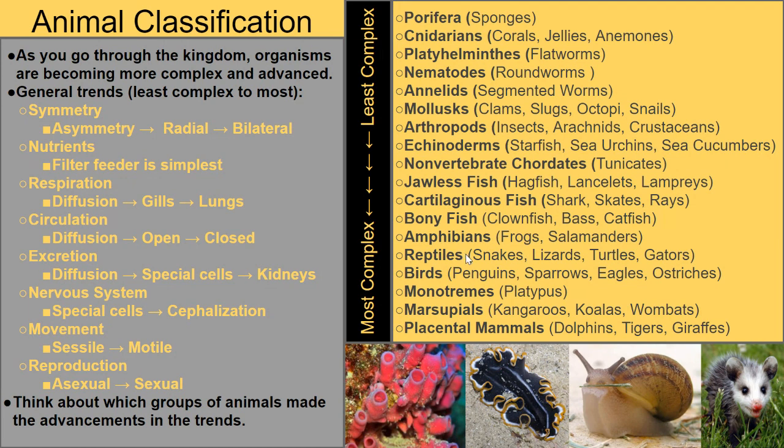Reptiles have hard outer shells on their eggs, and they are able to reproduce on land without water. Those include snakes, lizards, turtles, gators, and many others. Birds also have hard-shelled eggs. They include penguins, sparrows, eagles, ostriches, and many other types of birds. Monotremes include platypus, echidnas, and several other small species. And marsupials include kangaroos, koalas, wombats. They have pouches when they reproduce. That's different from monotremes. Monotremes are mammals who lay eggs. Marsupials are mammals who have pouches.